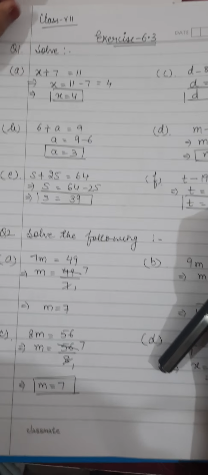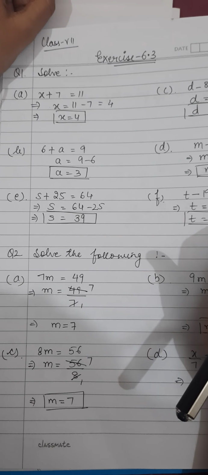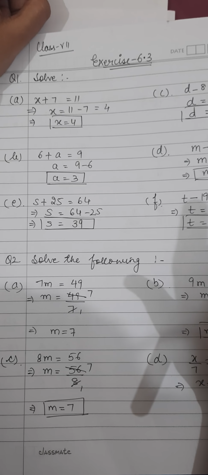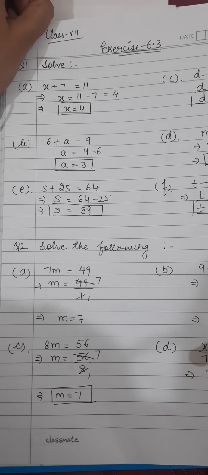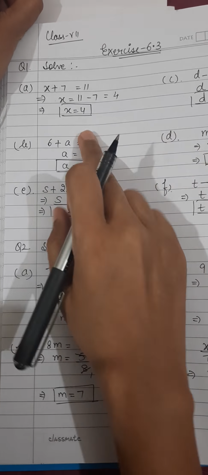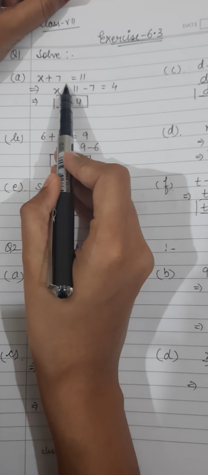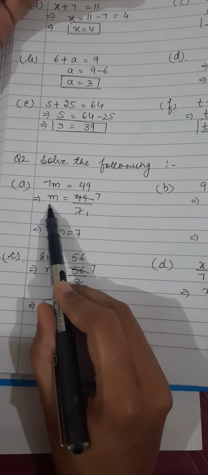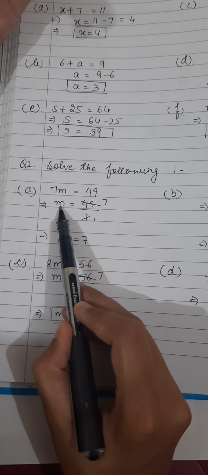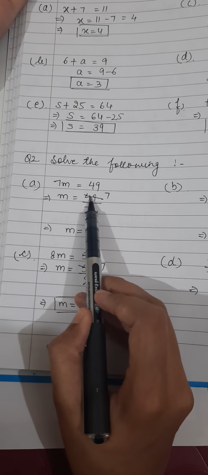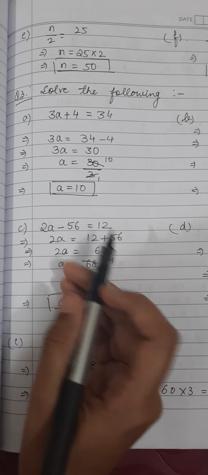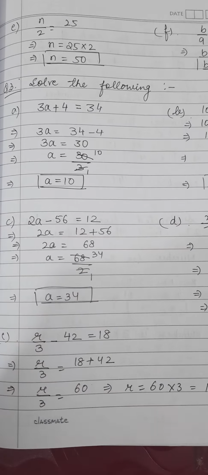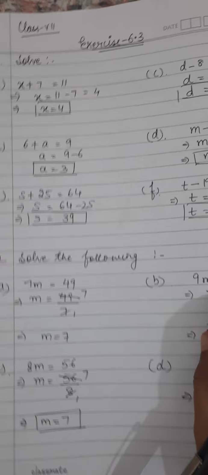Hi everyone, today we'll be starting with exercise 6.3. In this we are going to solve the values of the variables. Now there are three types of questions: question 1, 2, 3. Firstly we are going to solve plus minus. Second, the questions involve multiplication and division, and the third type of question is mixed, in which plus minus is also there, multiplication division is also there, right? So firstly let's move to question number 1.